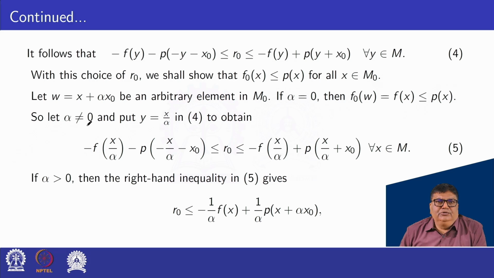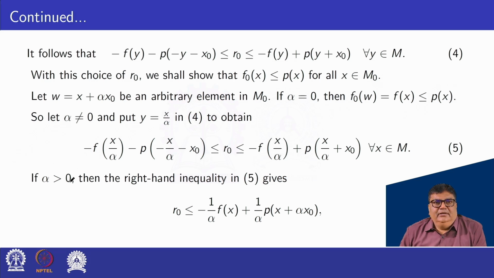Let alpha not equal to 0, and putting y equal to x by alpha in equation 4, okay, we have minus f of x by alpha minus p of minus x by alpha minus x0 less than or equal to R0, which is less than or equal to minus f of x by alpha plus p of x by alpha plus x0, for all x belonging to M. Okay, because here we replace y by x by alpha for all x belonging to M.